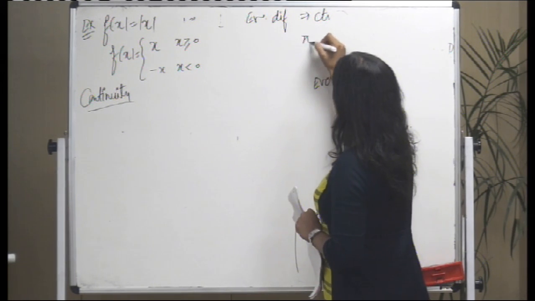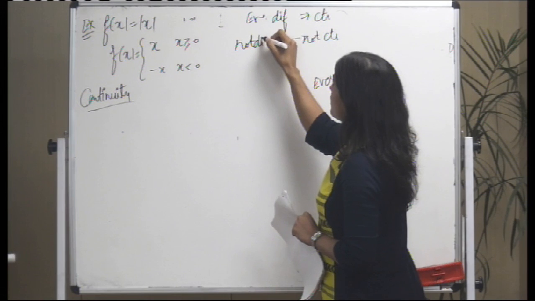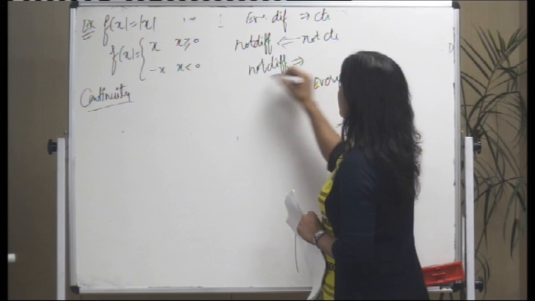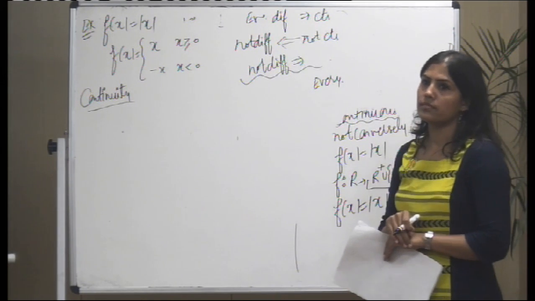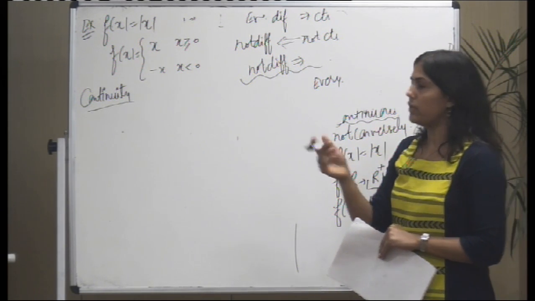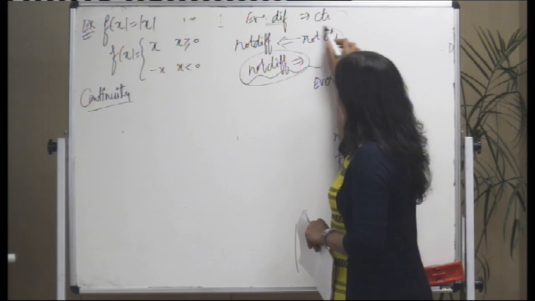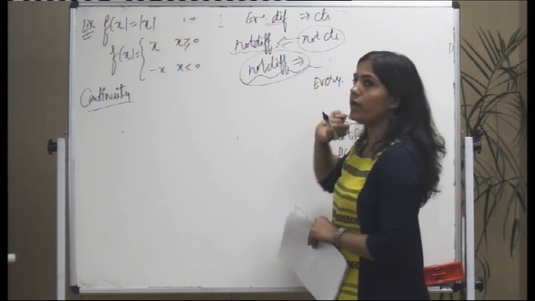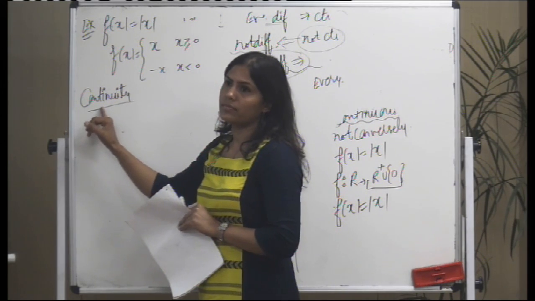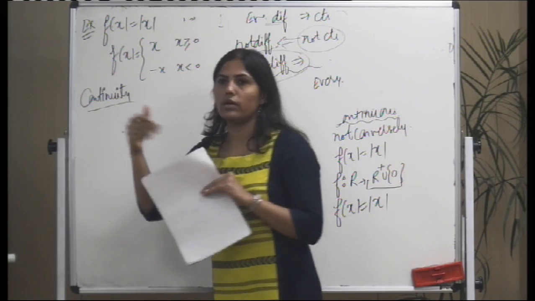Not continuous implies not differentiable. Can you say not differentiable implies something? Not differentiable doesn't imply continuity or not continuity. There is no use. But if a function is differentiable, 100% that will be continuous. But if that is not continuous, then not differentiable. So the best way is that you should always check continuity. It is the best thing to do if you are checking differentiability and continuity.